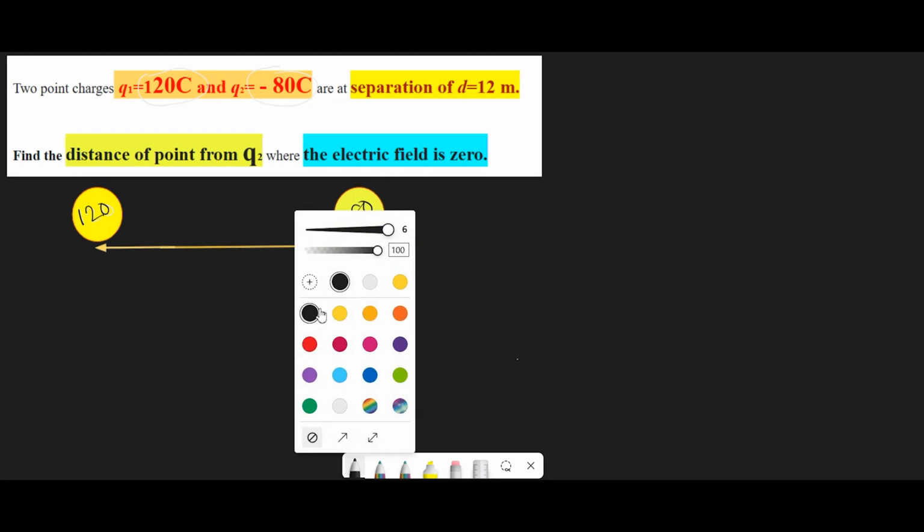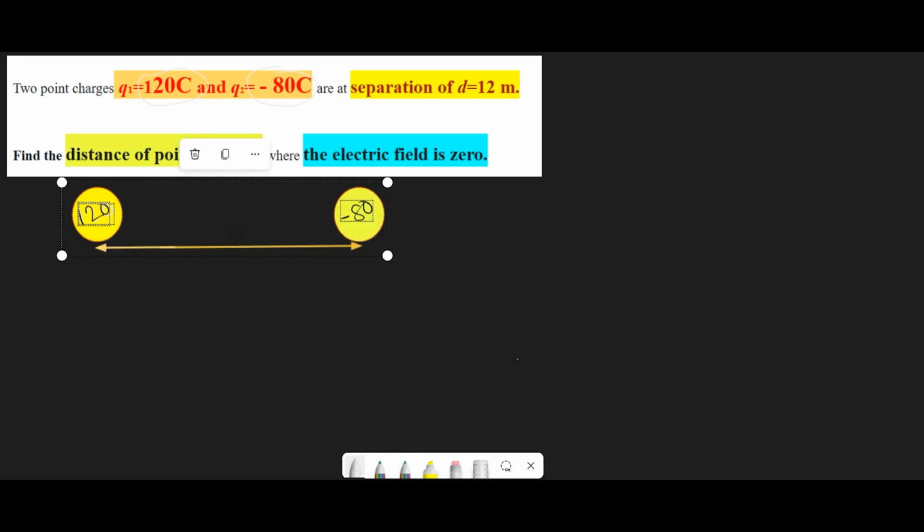And they are separated by a distance of 12 meter. So here will be 12 meter. The total distance will be 12 meters. So this is Q1 and this is Q2.